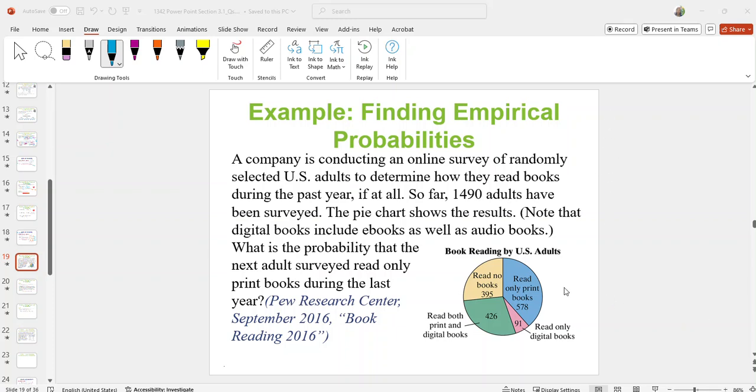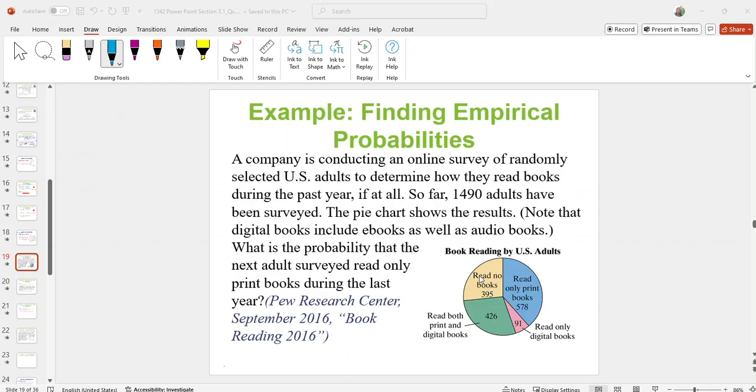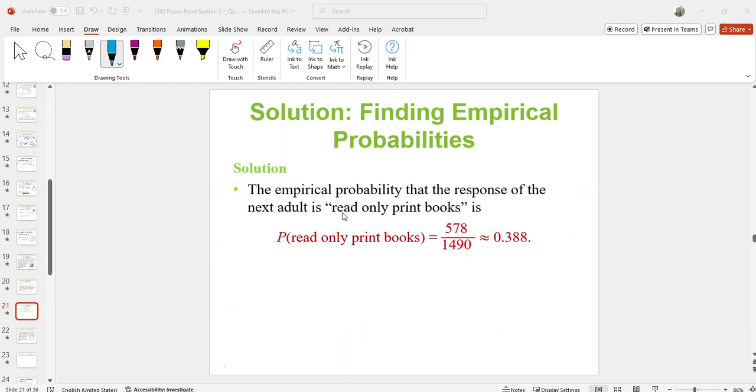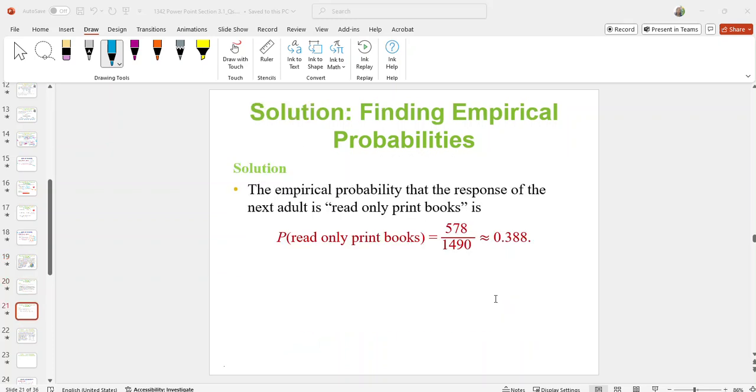The n here, actually you don't have to do this one, because it says surveyed 1,490, so that's my total, that's my sample space. This one is saying you're going to add all of this together, but if you read the question carefully, it's already telling you here. And if you want to read only print books, 578 read only the print books. So it's 0.388, or 38.8% of people will read only the print books.